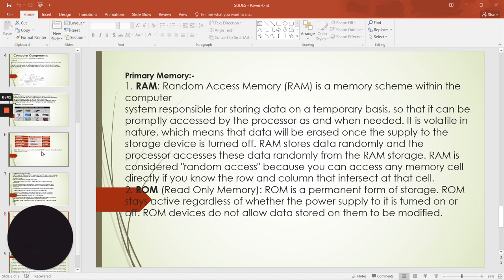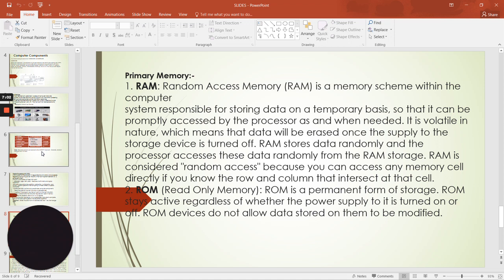RAM stores data randomly, and the processor accesses this data randomly from the RAM storage. RAM is considered random access because you can access any memory cell directly if you know the row and column that intersect at that cell.